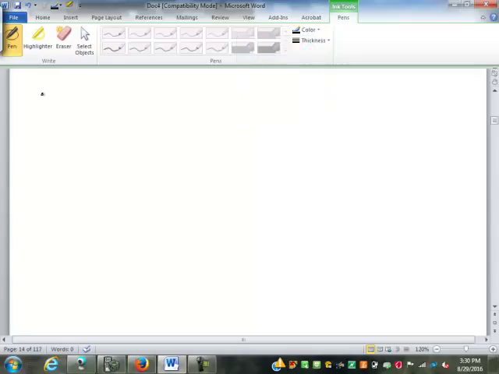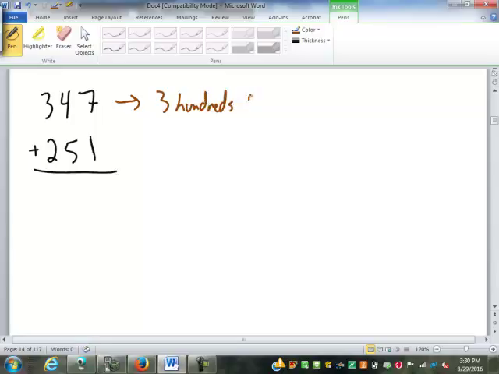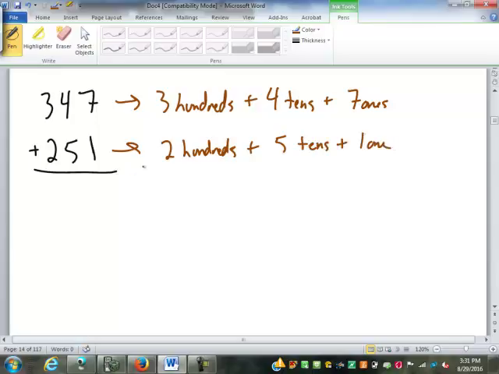So let's take something like 347 plus 251. Now, as we saw earlier, each of those numbers is really an abbreviation. The full form of 347 is 3 hundreds and 4 tens and 7 ones. And the full form for 251 is 2 hundreds and 5 tens and 1 one.